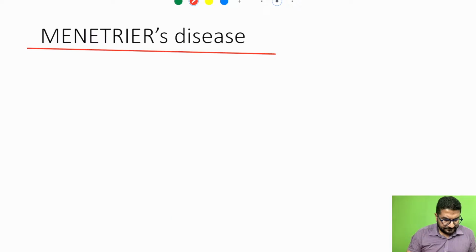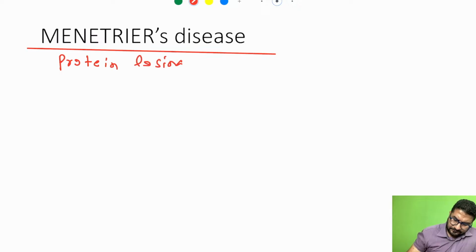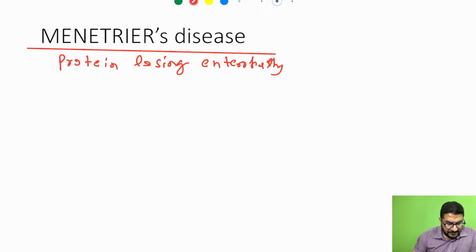Menetrier disease. So where you will see Menetrier disease, understand this thing, it is basically there is loss of protein. So we also call this protein losing enteropathy. Protein losing enteropathy.